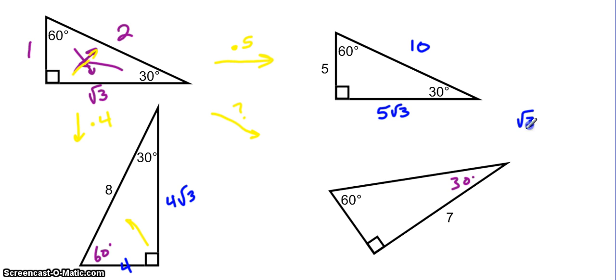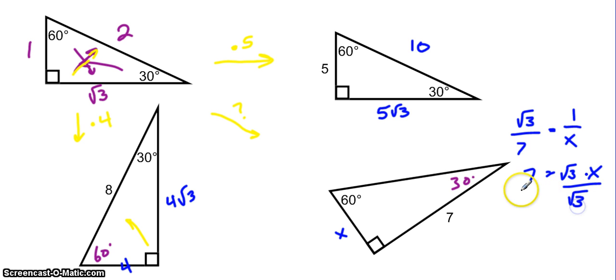So square root of 3 to 7. Let's go for this side first. Let's say 1 to x equals 1 to x. So we have 1 times 7 is 7, square root of 3 times x. Doing a little cross multiplying there. And then to get x by itself, we divide by the square root of 3. So x equals 7 over the square root of 3. Now that's kind of odd, but for now it's how we're going to have to leave it. 7 over the square root of 3.